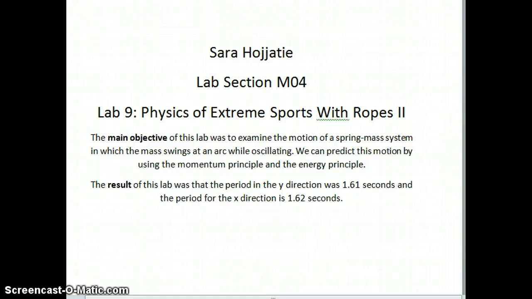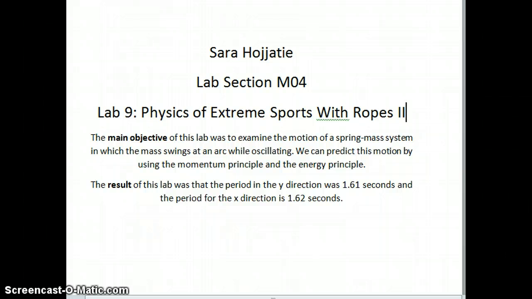This is Sarah Hojati, Lab Section M04 with Lab 9, Physics of Extreme Sports with Ropes 2. The main objective of this lab was to examine the motion of a spring mass system in which the mass springs at an arc while oscillating. We can predict this motion by using the momentum principle and the energy principle.